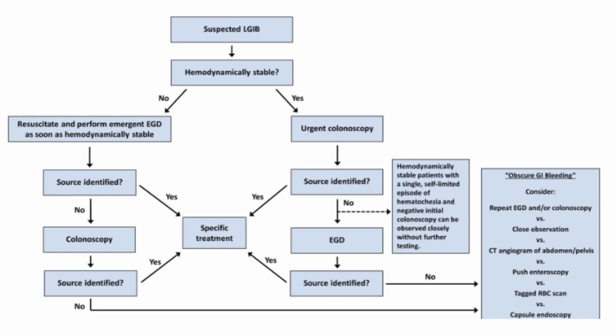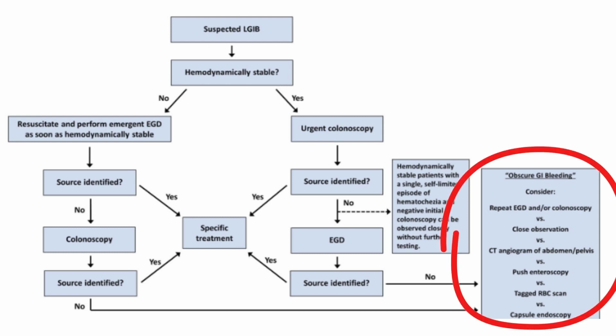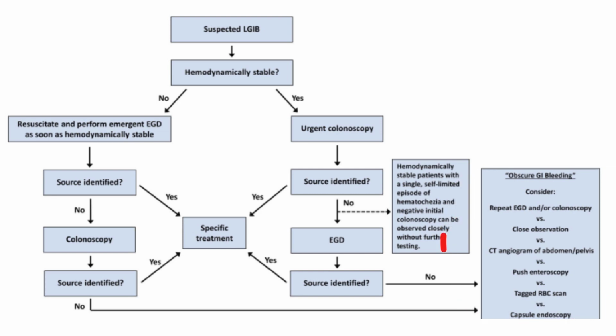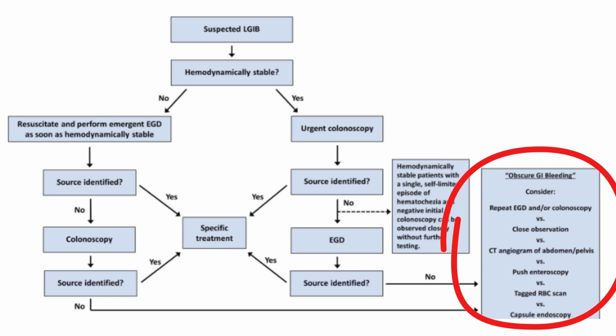the source. If the source is not identified by EGD, then we will do colonoscopy to identify and treat the source. In cases when both EGD and colonoscopy prove futile, then this case will be classified as obscure GI bleeding. Now we will decide whether to repeat EGD and colonoscopy, or keep the patient under close observation, or do CT angiogram of abdomen or pelvis, or do push enteroscopy, or do tagged RBC scan, or do capsule endoscopy.